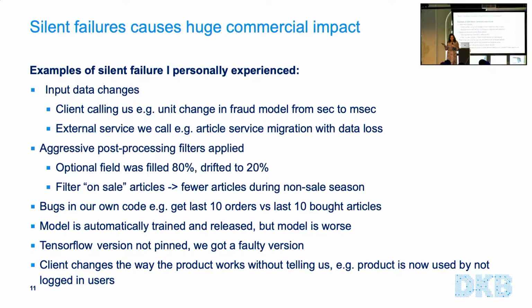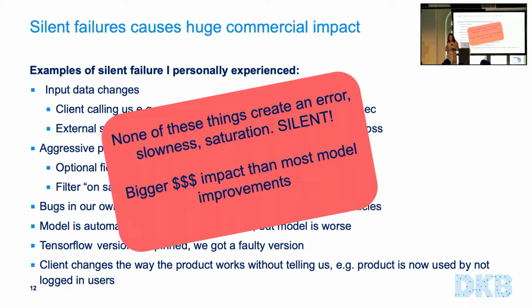You can have automated retraining and your model is worse. We had a case where we didn't pin a TensorFlow version and we got a faulty version, but it still gave responses, but the numbers didn't make any sense. So basically you can go through the whole list. It's just an example of things that are actually silent errors. They don't cause slowdowns, they don't cause errors, but they can have a big monetary impact and a big user impact in terms of usability of your product. That motivates why you need additional monitoring on top of the backend monitoring.